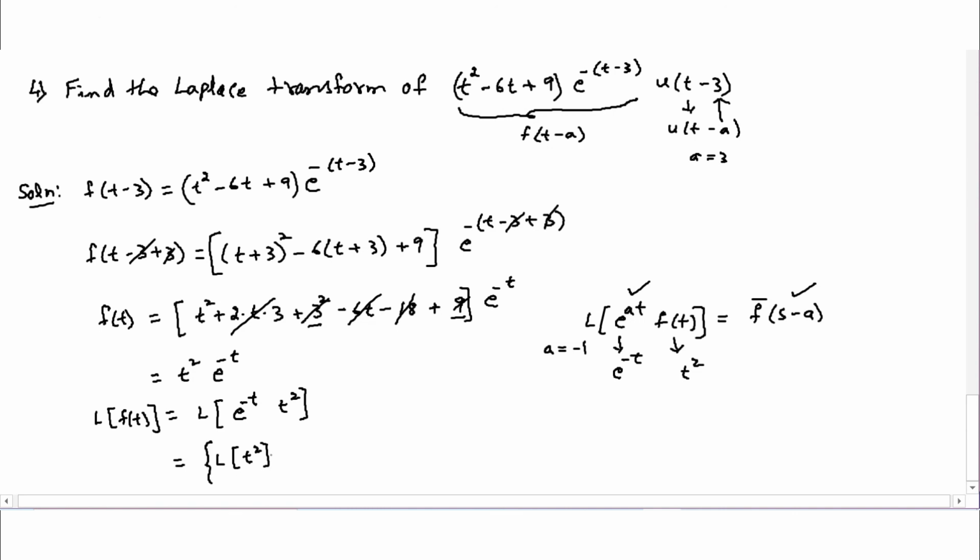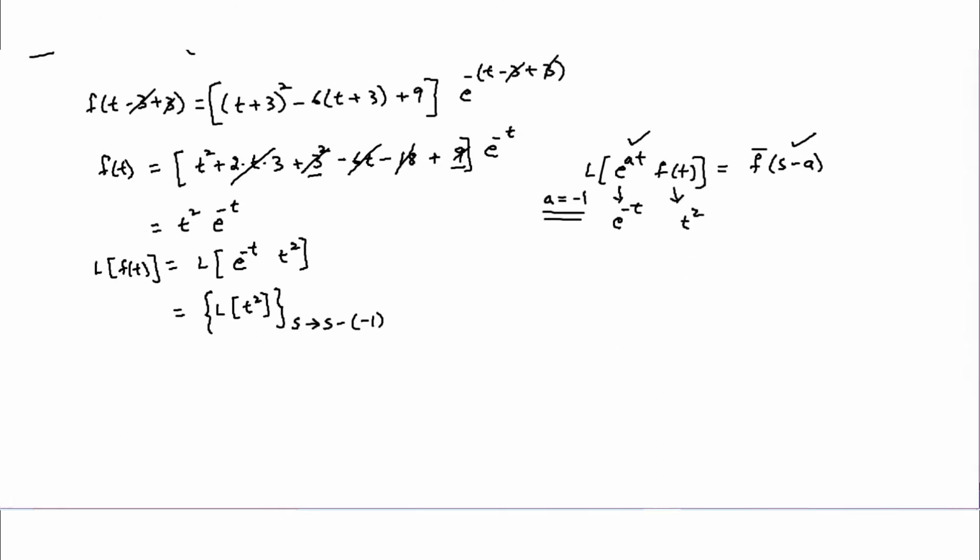What will happen to this e power of minus t? That will be shifted, so s will be shifted to s minus a. In this case, what is the value of a here? The value of a is minus 1. So s will be shifted to s plus 1. That is how we have to solve it. If you want to know more about this property, you can watch my earlier video.